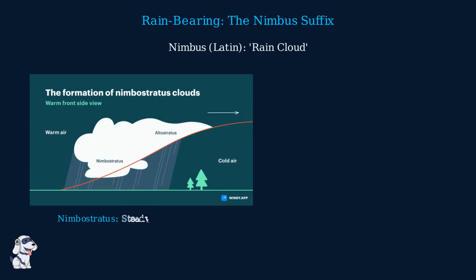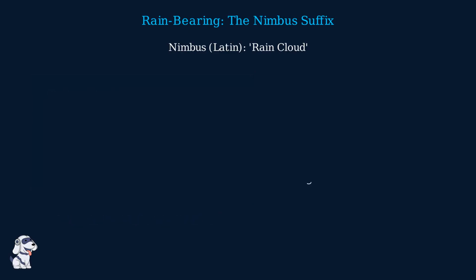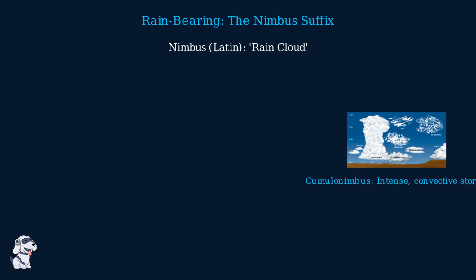In meteorology, the term nimbus originates from the Latin word for rain cloud. When you see this suffix added to a cloud name, it indicates that the cloud is actively producing precipitation. Nimbostratus clouds are characterized by thick, gray layers that bring steady, prolonged rain. In contrast, cumulonimbus clouds are towering giants of the sky, known for generating intense, brief, and convective storm events like thunderstorms and heavy showers.